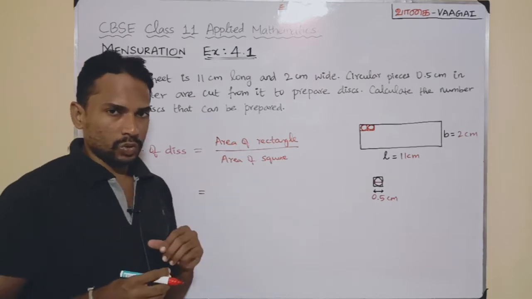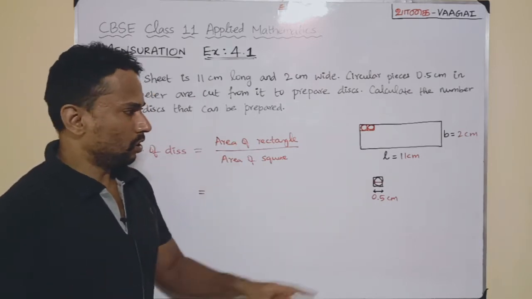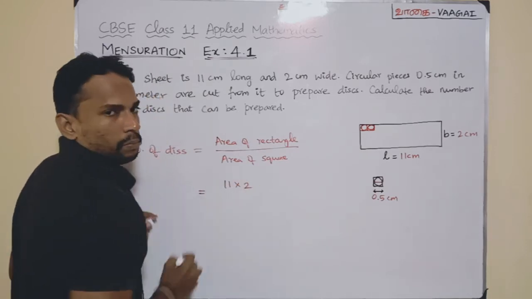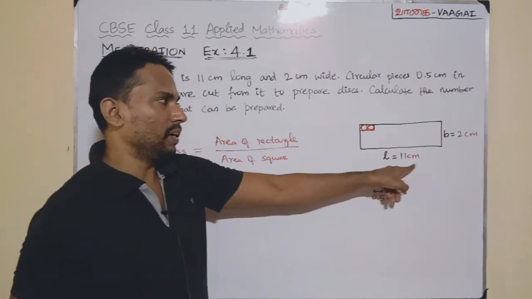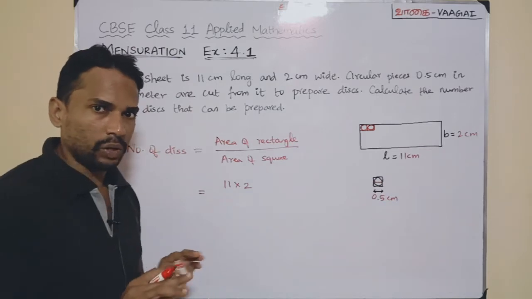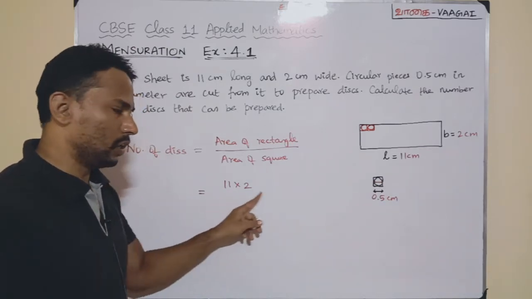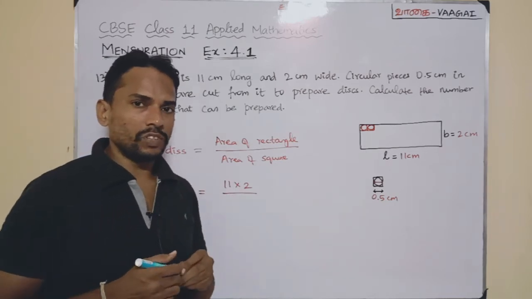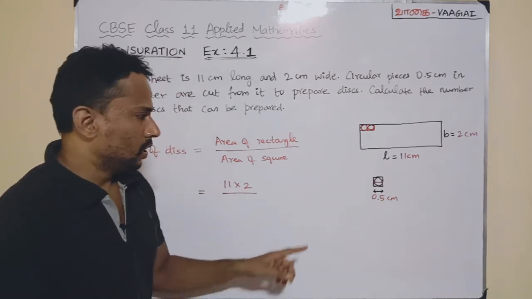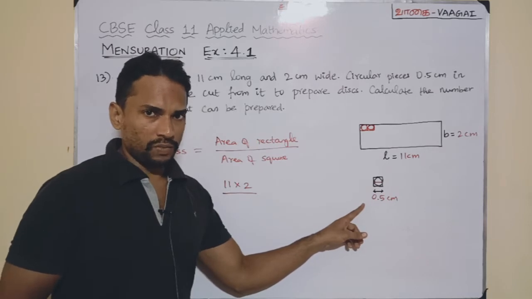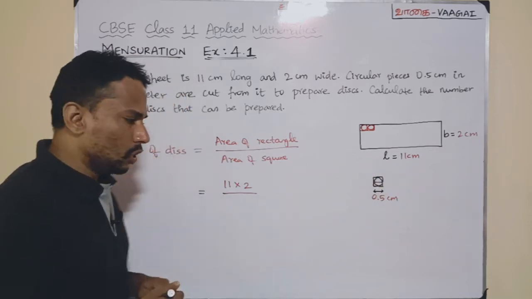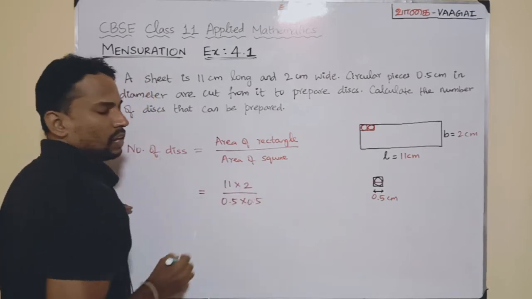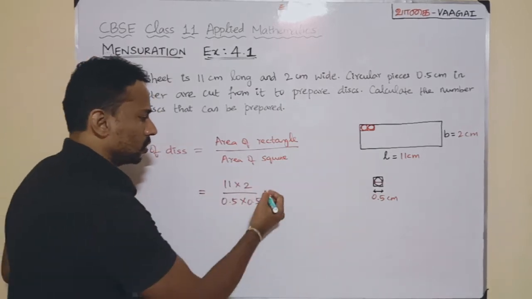Area of a rectangle is length into breadth, is it or not? So length into breadth will be 11 into 2. Be careful with the units: 11 centimeter and 2 centimeter. So we are doing our calculation in terms of centimeter itself. So 11 into 2 divided by the area of a square. Area of the square is side into side. Listen here, side is going to be 0.5 centimeter, so that means 0.5 into 0.5. This calculation will give you the answer for this question.